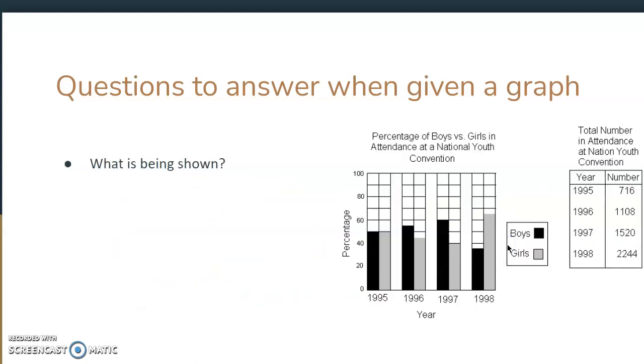So let's look at some examples. So what is being shown? Let's look here. This says the percentage of boys versus girls in attendance at a youth convention. We have another one over here that says the total number in attendance at the youth convention. So this first one is percentage and year. So every year we have a different percentage of boys, right here in the black, and girls in the gray.